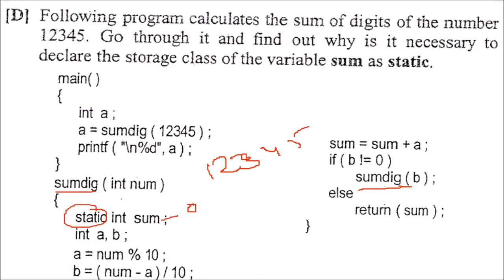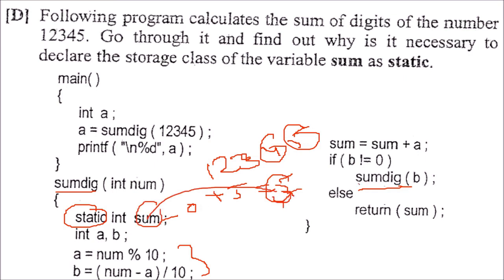And then every time this recursion is called, first of all 5 will be there. So 5 will be added with 0. So 5 will be there. Next time 4 will be taken from here. So now this 4 will be taken. 4 plus 5 has to be kept in sum. So every time this sumdig function will be called, this value needs to be kept persistent. That is why we use this static, and this is the discussion also.